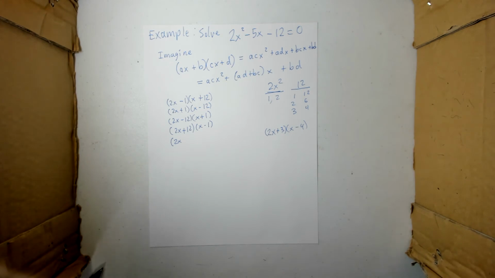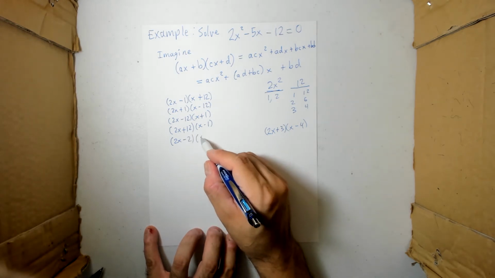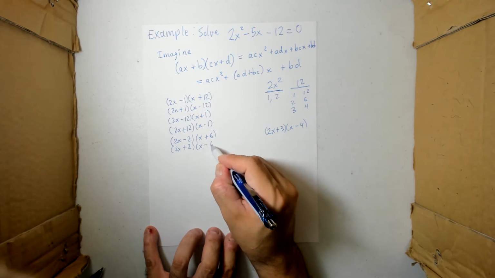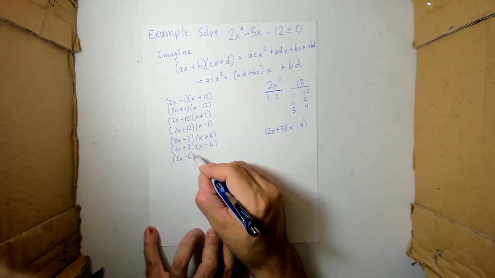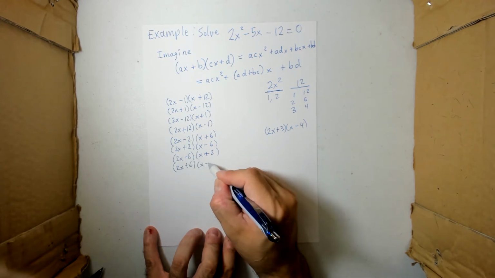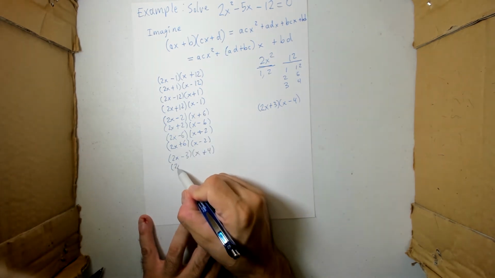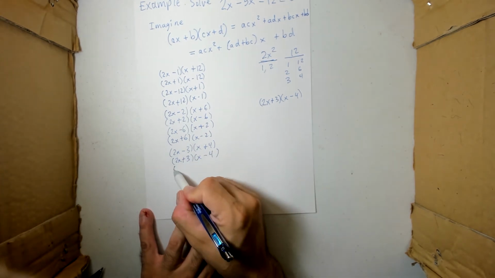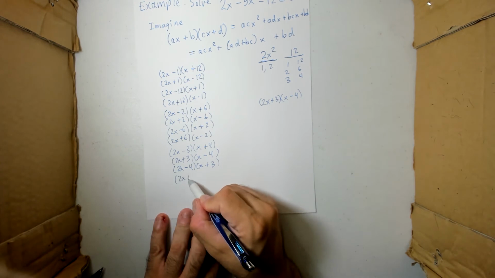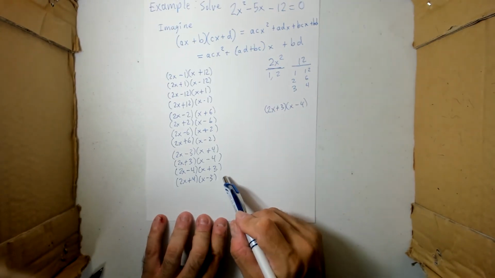Okay, so anywhere over here, it'll be 2x minus 2x plus 6, 2x plus 2x minus 6, 2x minus 6, x plus 2, and then 2x plus 6, x minus 2, and then finally 2x minus 3, x plus 4, 2x plus 3, x minus 4, 2x minus 4, x plus 3, and then 2x plus 4, x minus 3. Okay. Now, these are the complete list of possibilities for the factorization of this one.